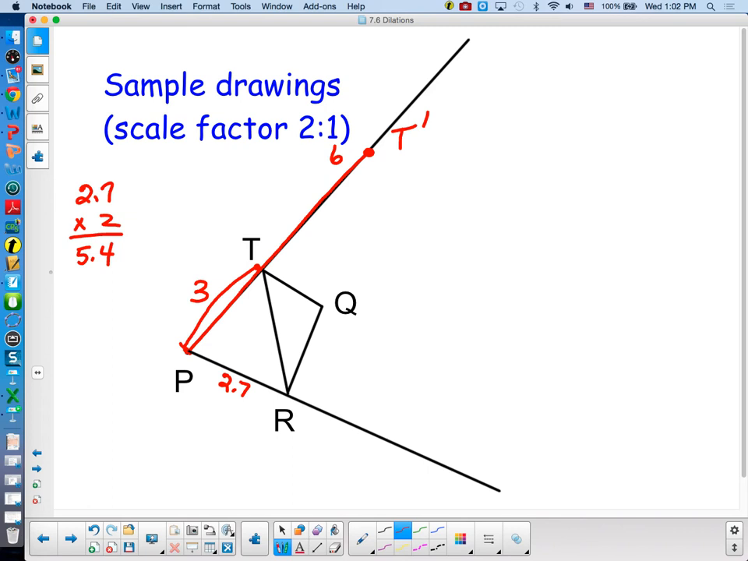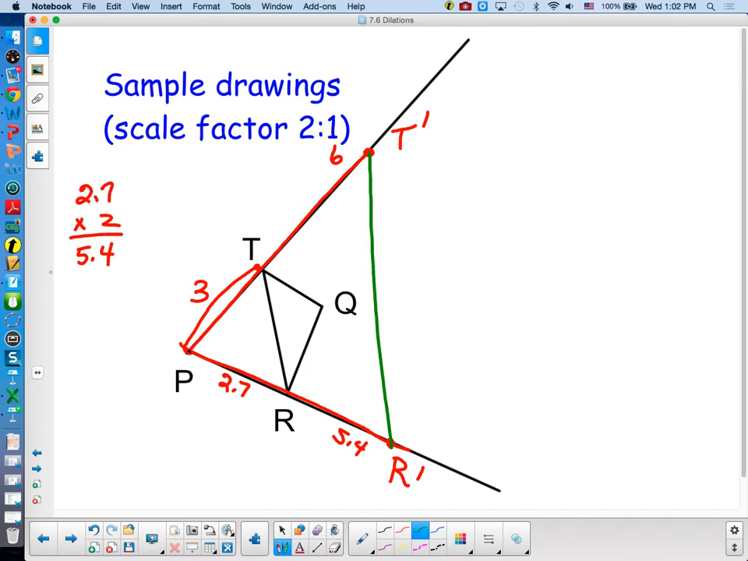So again, from P, measure out to where your 5 point, in my case 5.4, where that is, that's going to be R prime. And then we just connect the sides. You will connect T and R. So TR, that side matches with the original TR. Notice it's parallel to it, but it's twice as long. It almost mirrors the other side.